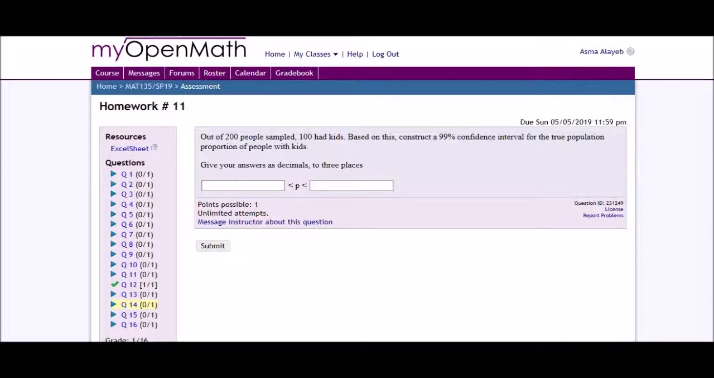The question says, out of 200 people sampled, 100 had kids. Based on this, construct a 99% confidence interval for the true population proportion of people with kids. And we're going to write our answers here for the lower bound and the upper bound.